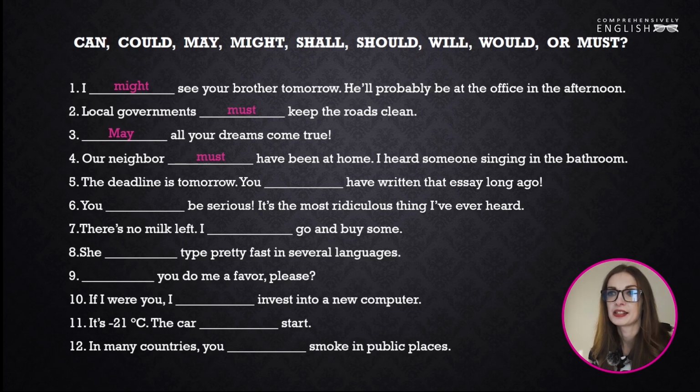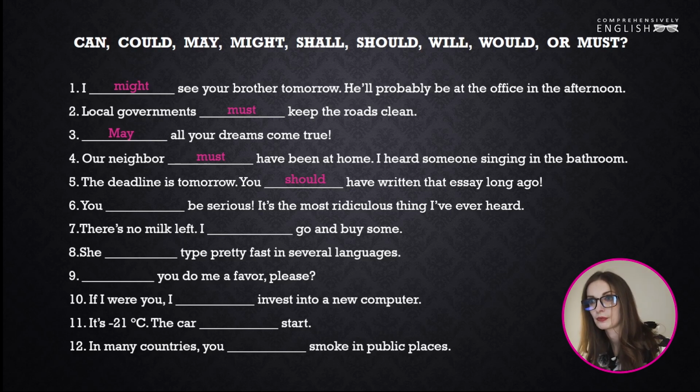Okay, number 5. The deadline is tomorrow. You have written that essay long ago. What should we say here? The deadline is tomorrow. You should have written that essay long ago. This is a reproach. When we use should plus have done something, we want to say that the action was desirable, but it was not done.